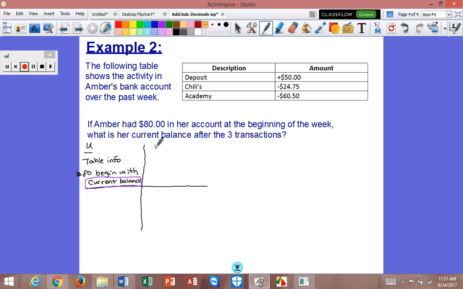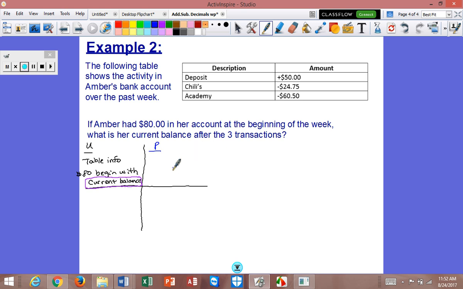Alright, so now we need to plan what we're going to do. There's more than one way to solve this. Okay, some of you may say, okay, well I know she has $80, so I'm going to add 50, subtract $24.75, and subtract $60.50. That is one way that we could do it.